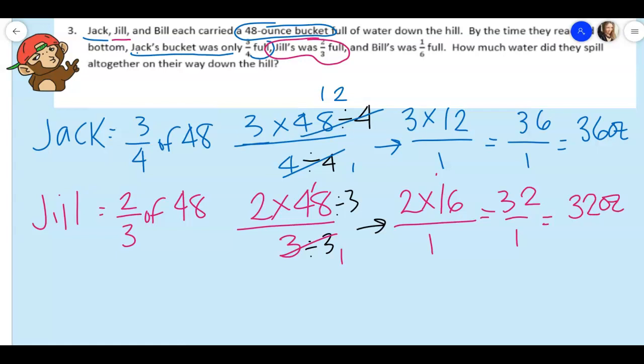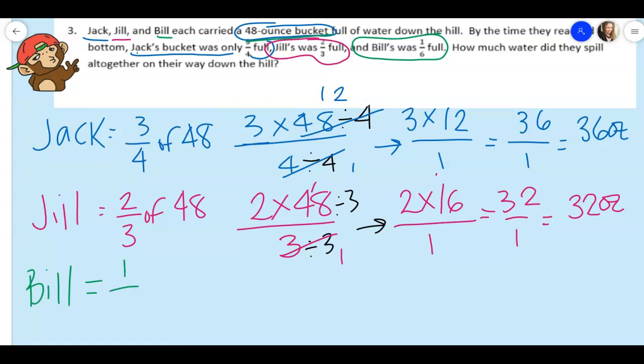Now let's go ahead and look at Bill and what Bill did. Bill had 48 ounces just like everyone else. When he got to the bottom, his bucket was 1/6 full. Oh my, that means he lost 5/6 of his bucket. Bill must have been a child. Just kidding, guys. You're all children.